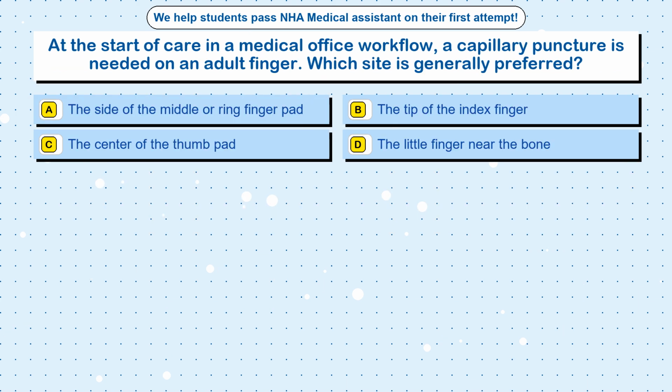Question 31. At the start of care in a medical office workflow, a capillary puncture is needed on an adult finger. Which side is generally preferred? Option A, the side of the middle or ring finger pad. Option B, the tip of the index finger. Option C, the center of the thumb pad. Option D, the little finger near the bone.